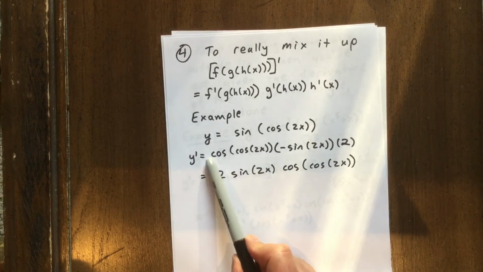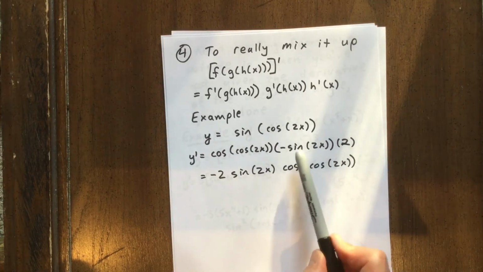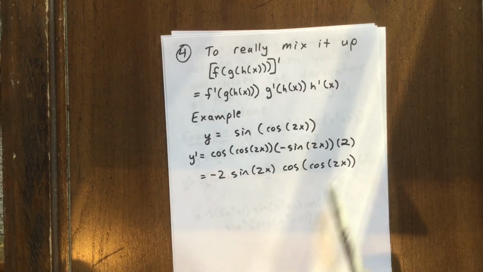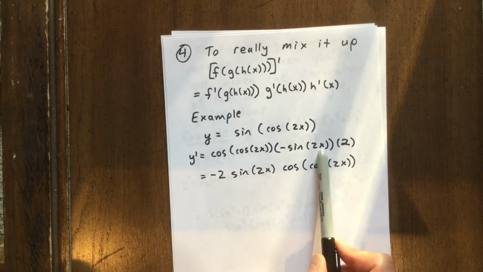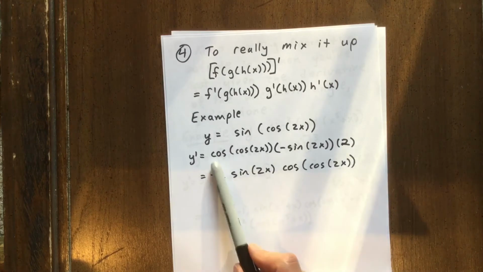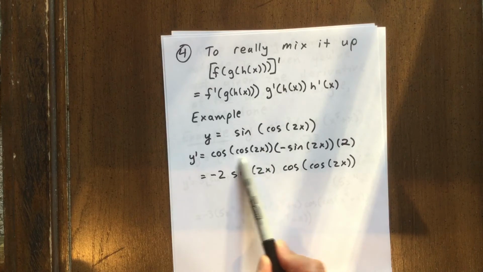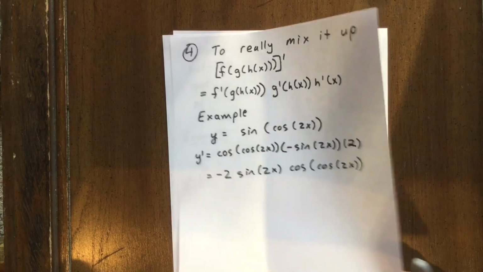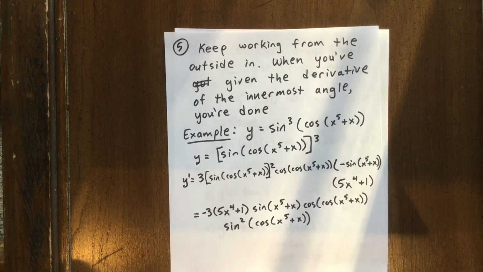We've got a coefficient of 1, a coefficient of negative 1, a coefficient of 2, so that's negative 2. And then we've got the sine of 2x, and then we've got the cos of 2x. And again, I like to put it that way because I don't want to think that I'm multiplying the cos of 2x by negative sine of 2x by 2, and then doing the cos of that. That's not the case at all. This is one entity, and I'm multiplying it by this, and I'm multiplying it by that. Okay? So again, we want to make sure we keep on working from the outside in, and when you've given the derivative of the innermost angle, you're done.